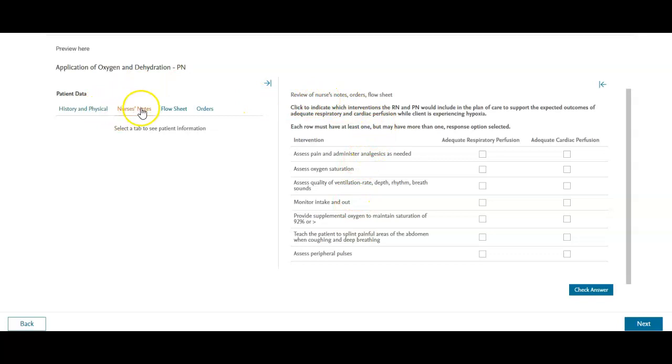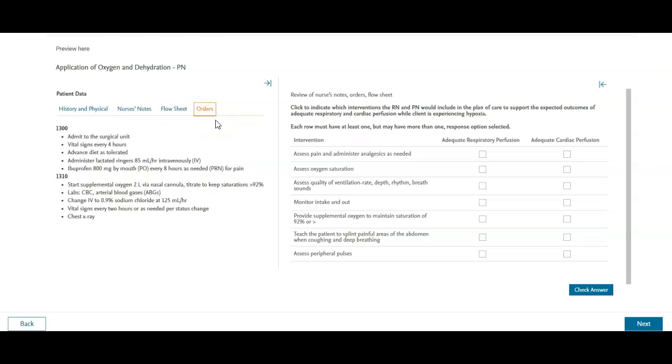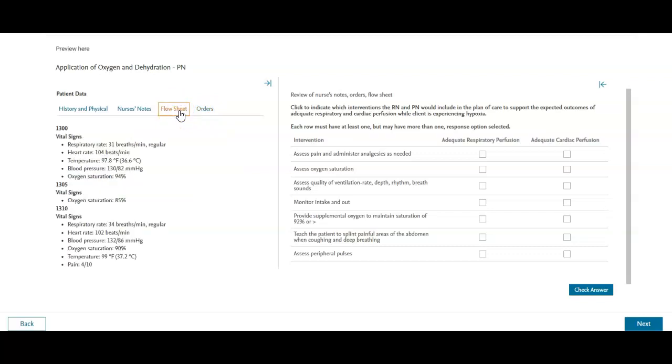Here we've got, again, nurse's notes, orders, and flow sheet. So which of these interventions would be included in the plan of care so that we promote respiratory and cardiac perfusion for the patient with hypoxia? And again, every row has to have at least 1, but we can have more than 1. So I'm just going to randomly pick.